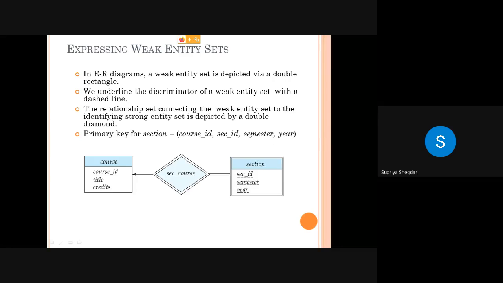Okay, so in the ER diagrams, we can represent the weak entity set with the help of a double rectangle, and the attributes of the weak entity set as discriminators, means they are represented as a dashed line below the name of the attribute, and the relationship is represented by a double diamond symbol. Okay.